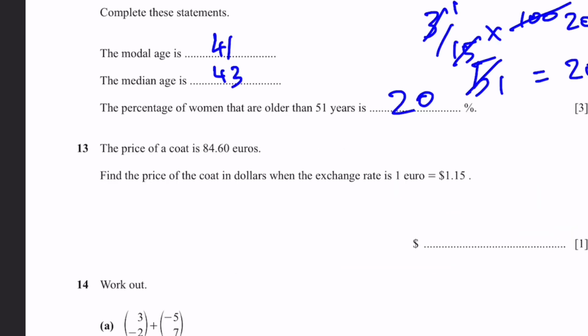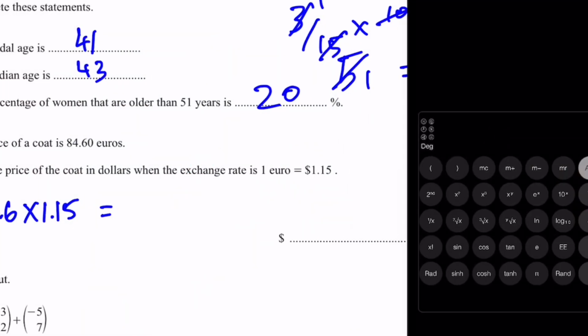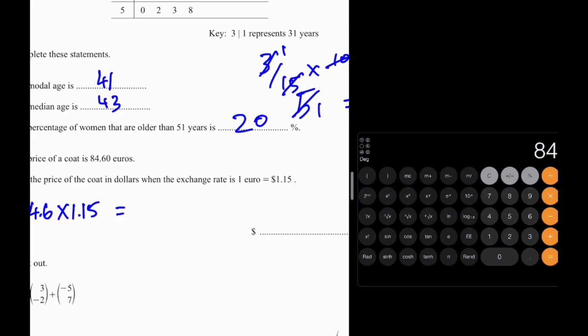Question 13. The price of a coat is 84.60 euros. Find the price of the coat in dollars when the exchange rate is 1 euro equals $1.15. Simple enough. 84.6 multiplied by 1.15. And to do this, we can use our handy calculator. 84.6 multiplied by 1.15, and we get $97.29, and that's the answer.